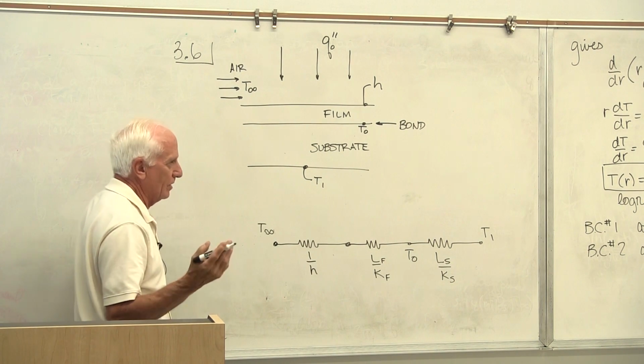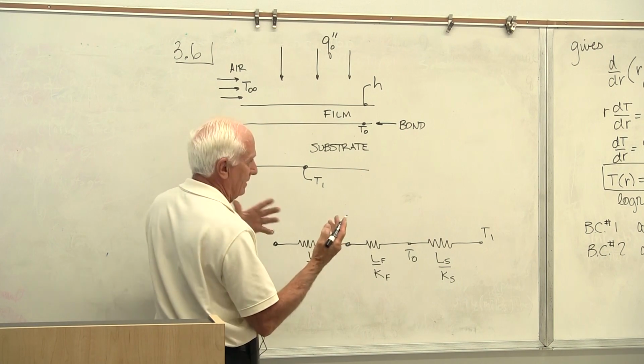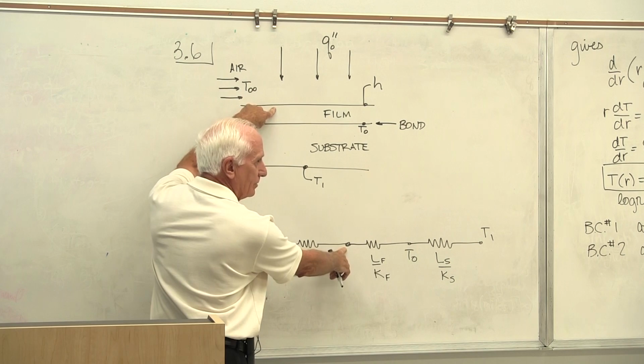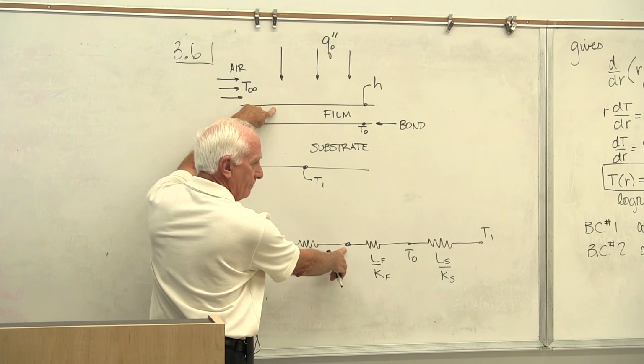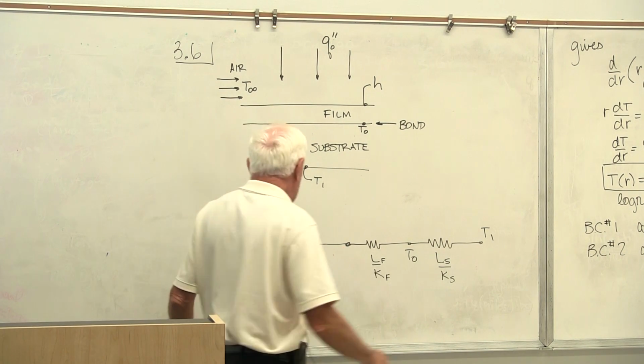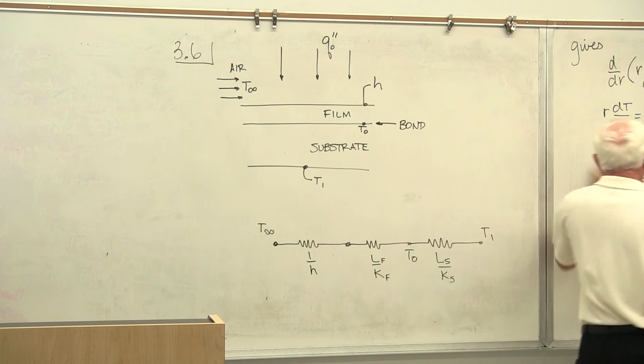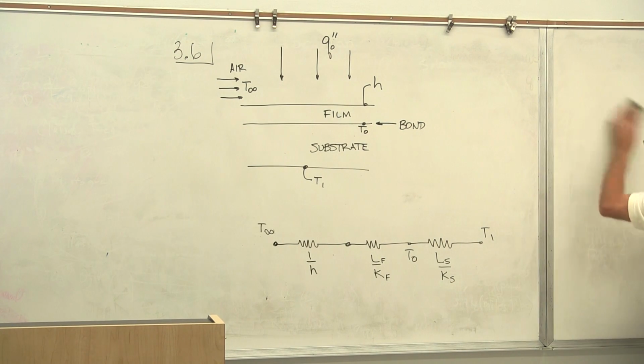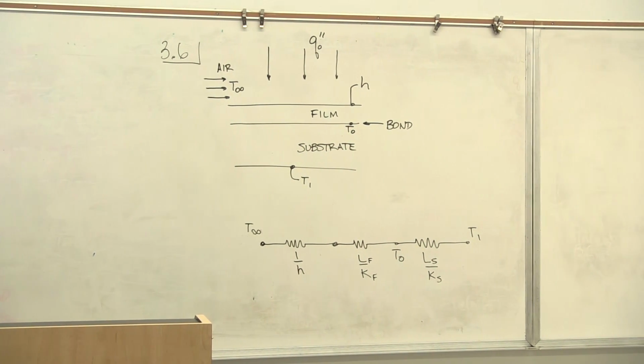If you want to put one more in there, you don't have to. It didn't ask you for it. You can call that temperature T2. That would be right there, T2. He didn't ask you for it, so you don't need it. Now, let's see. I think we've done what he wanted us to do.